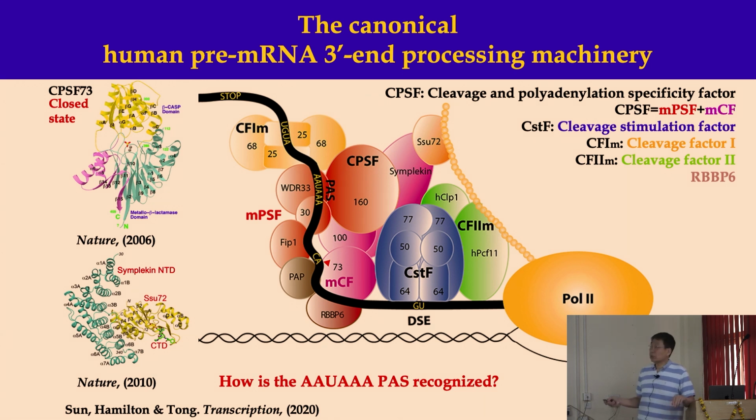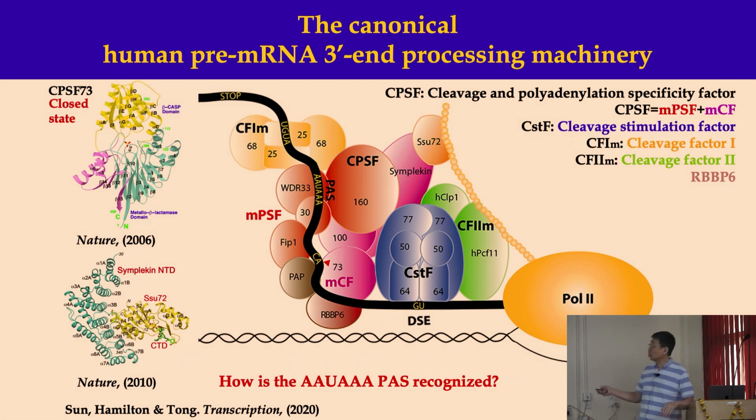So you may wonder, as I said, this poly A signal, the hexanucleotide, is critical for this processing event. So then the question is, how is the poly A signal recognized by this machinery? As you know, the poly A signal is recognized by MPSF, which is shown in red. Specifically, CPSF160, WDR33, and CPSF30 have a critical role in that recognition. So now, fast forward many years.